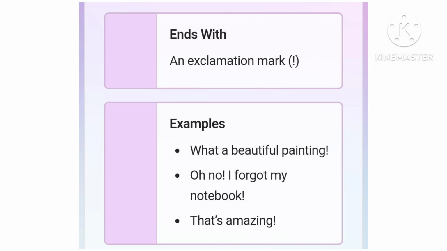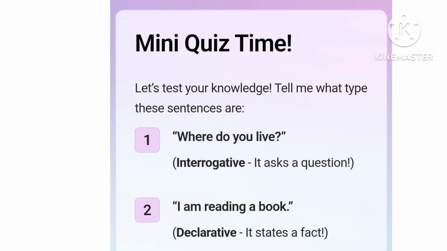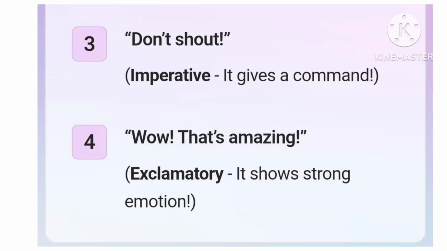So let's test your knowledge. Tell me what type these sentences are. First one is, where do you live? Tell me the type of this sentence. It asks a question, right? Then it is an interrogative sentence. I am reading a book. Correct. Declarative sentence. It states a fact. Don't shout. This is an imperative sentence. It gives a command. Wow, that's amazing! This is an exclamatory sentence. It shows a strong emotion.